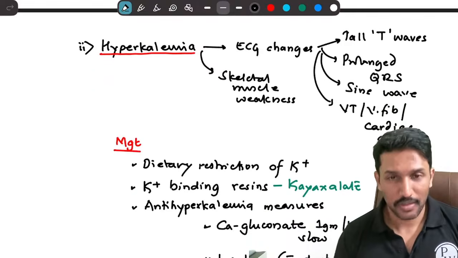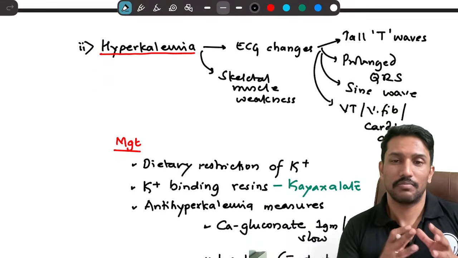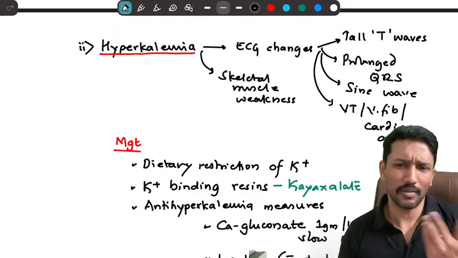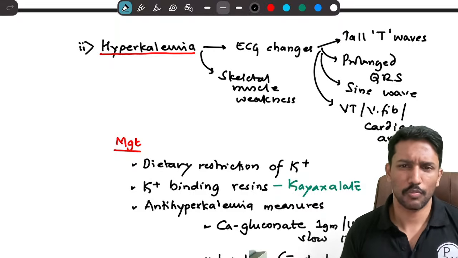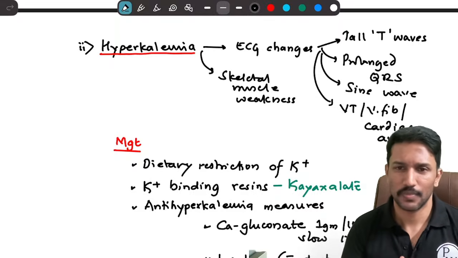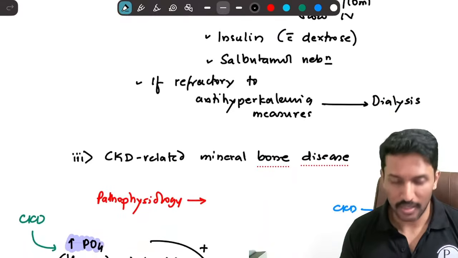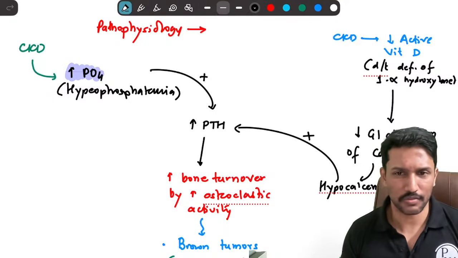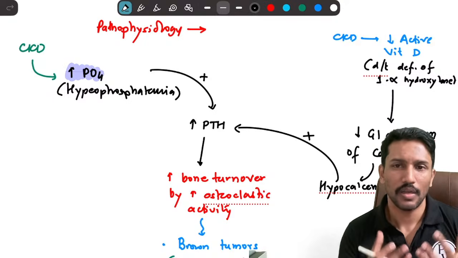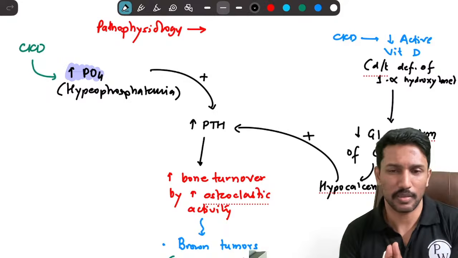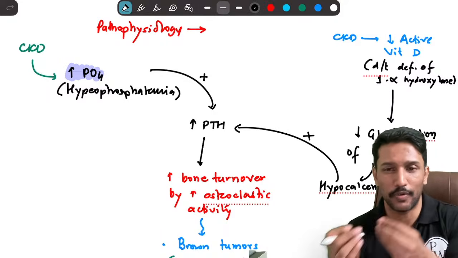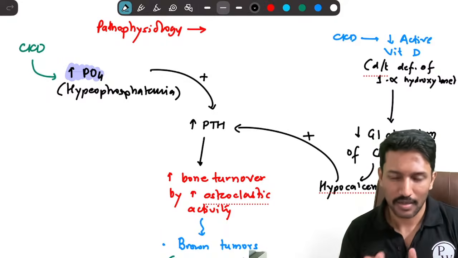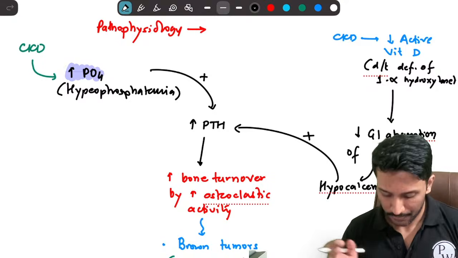If I have hyperkalemia, but let us say mild hyperkalemia, I can manage it with dietary restriction of potassium and potassium binding resins, and if required, maybe other anti-hyperkalemia measures. If I have CKD related mineral bone disease, I can manage it conservatively without dialysis, right? I have to give calcium, vitamin D supplementation and phosphate restriction. And if I end up with adynamic bone disease, I reduce the restrictions that I am putting.